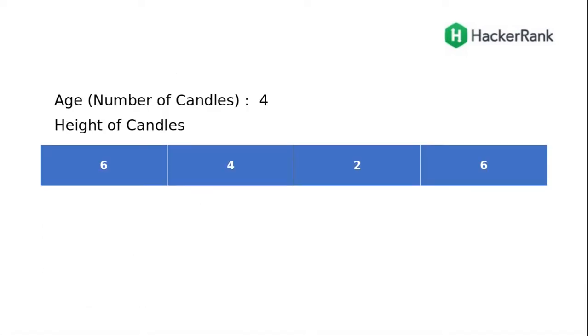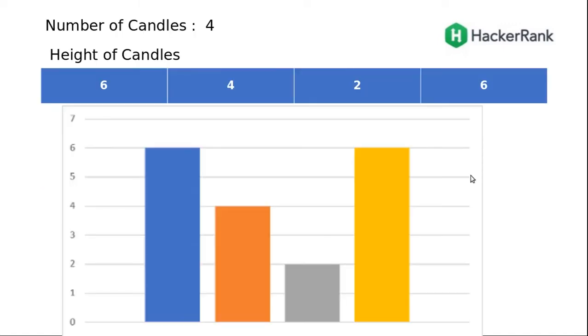Assume the age of the niece is 4 years, so there will be 4 candles. And let us assume that these are the heights of the candles: 6, 4, 2 and 6. For better understanding, we will create a bar chart. Among this, the tallest candle is of height 6 and you can observe that there are 2 such candles. Only these 2 candles will be blown, the other candles will not be blown.